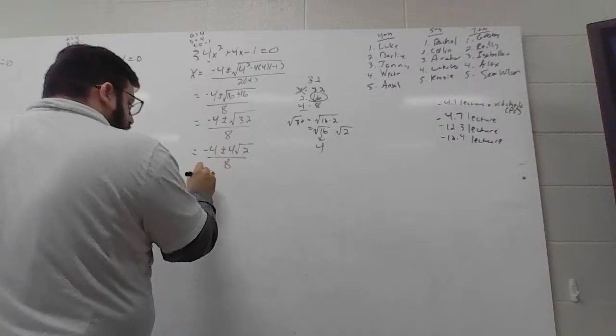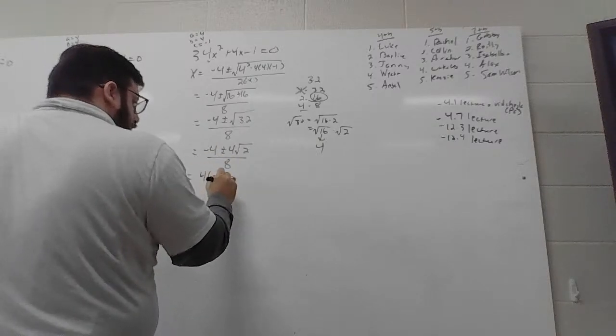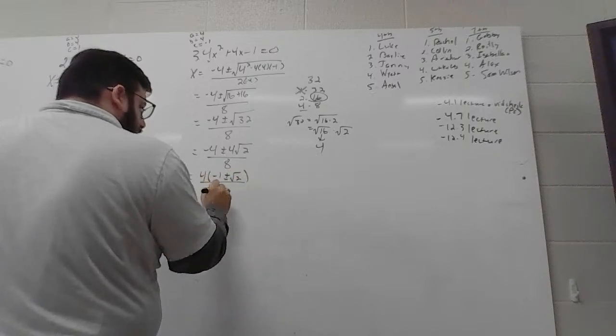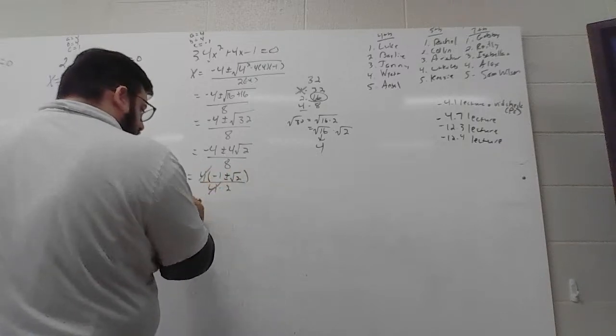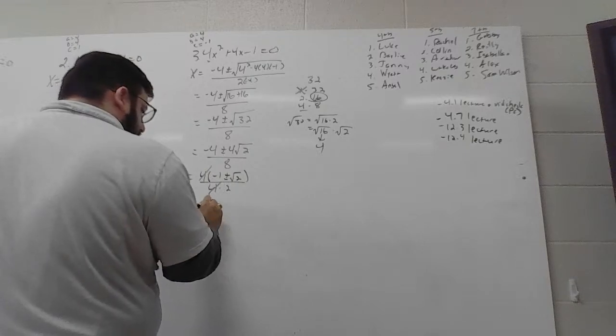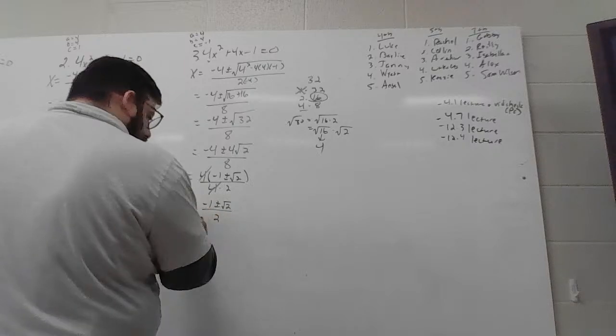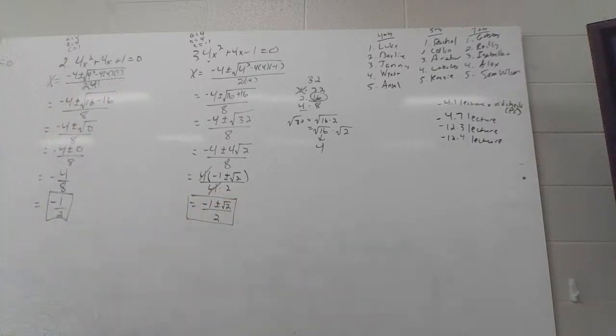So when I do that here, that's 4 times -1 plus or minus the square root of 2. And then 8 is 4 times 2. So these 4's will cancel. My solution will end up being -1 plus or minus the square root of 2 over 2. There's my solution set right here.